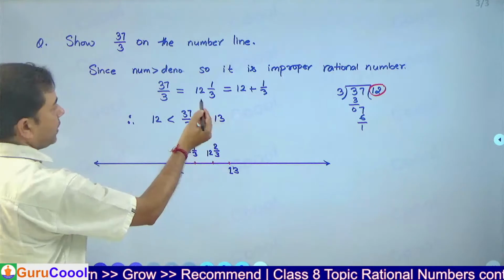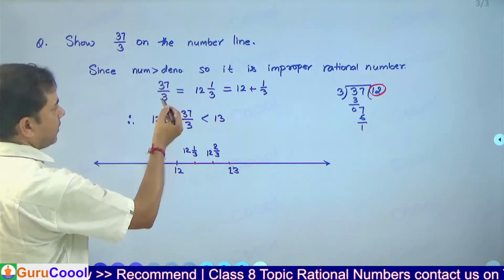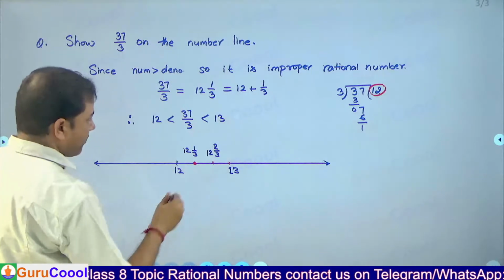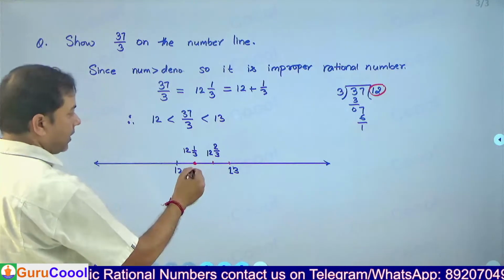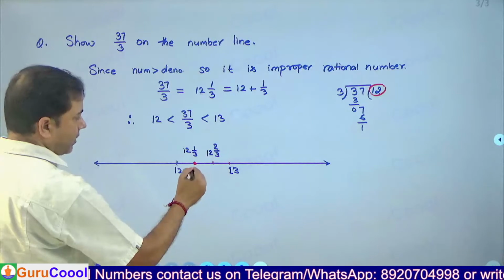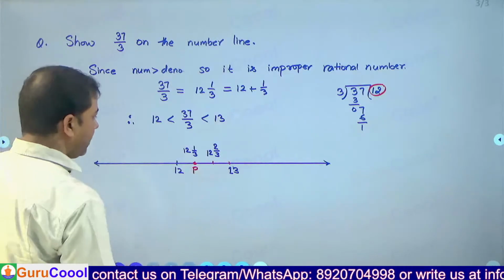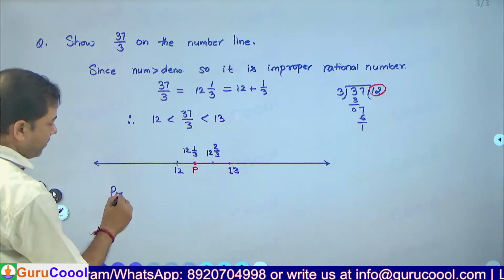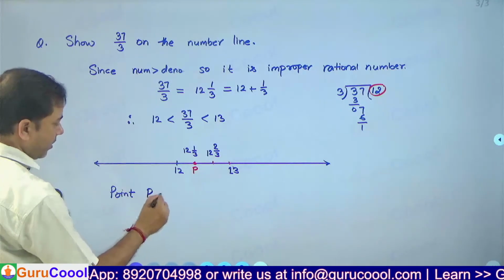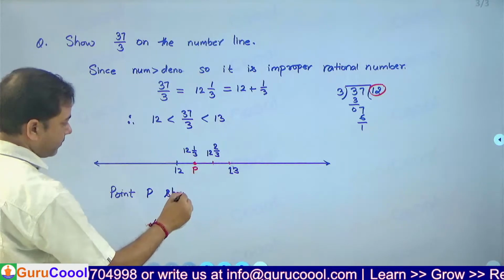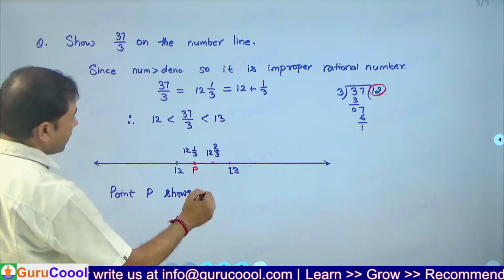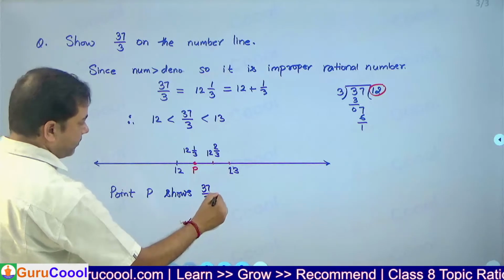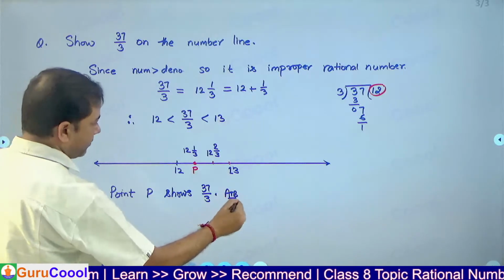We need to show here 12 and 1 by 3. 37 by 3 means 12 and 1 by 3. So this is our required point. We'll highlight this with any letter, A, B, P, Q, R, whatever. I'm writing P there and then write the statement: Point P shows 37 by 3, the rational number that was given. Answer done.